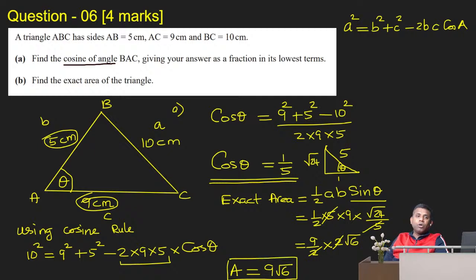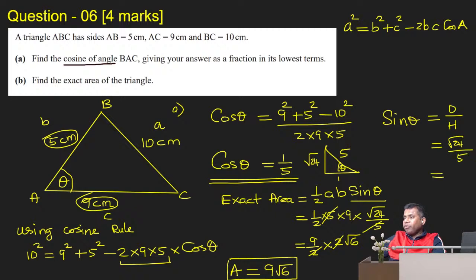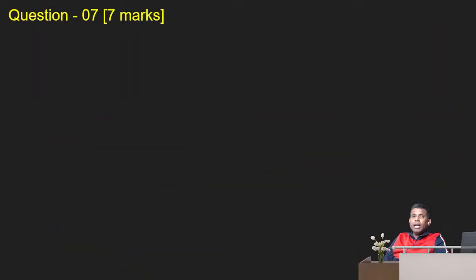Make sure you understand how I did that one: using the cosine rule, find cosine theta, and after finding cosine theta, you can find the sine theta by using the right angle triangle. Sine theta is opposite over hypotenuse. Opposite is root 24 over 5. Root 24 can be written as 2 root 6, so 2 root 6 over 5, right? That's what I substituted, and I got the answer. So we are going for the next question.